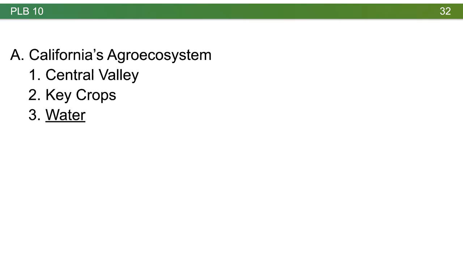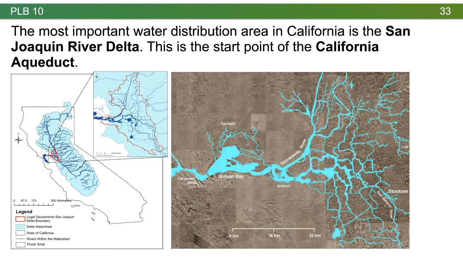Given that we've talked about a lot of different crops that are water intensive in California, I think it's important to end this lecture by talking a little bit about water as it relates to agriculture. The key to understanding water in California is to learn about the California Aqueduct Project. And this is something that actually starts in that area we talked about earlier, which is the San Joaquin River Delta. If you look on the far left, there's a map of California, and outlined in red is the San Joaquin River Delta.